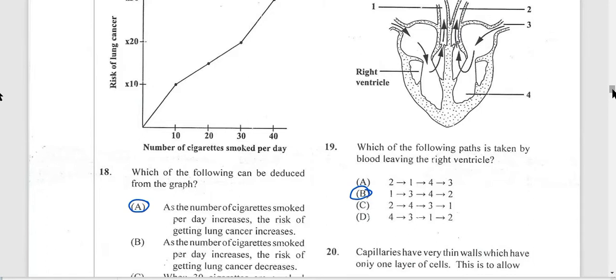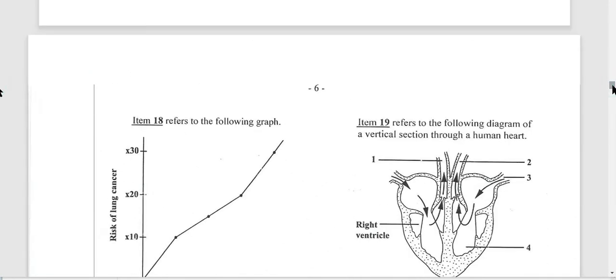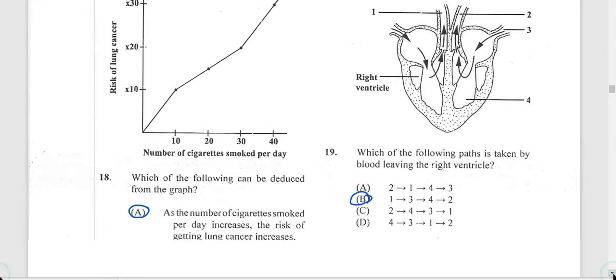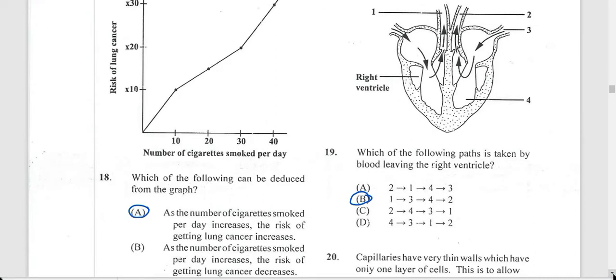Now question number 19 is looking at the heart, and it reads: item 19 refers to the following diagram of a vertical section through a human heart. So there we have it nicely, number 1 being the pulmonary artery, number 2 the aorta, number 3 the pulmonary vein, and number 4 being the left ventricle. So let's move on down to see what's happening here. Which of the following paths is taken by blood leaving the right ventricle? Now this is very, very important here.